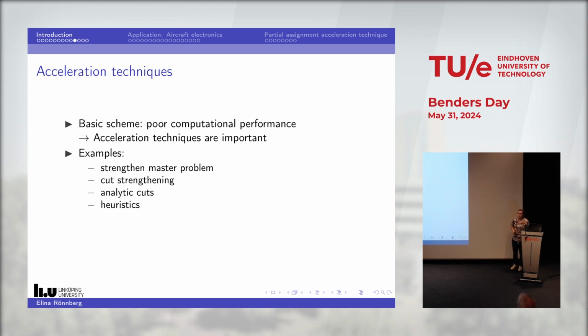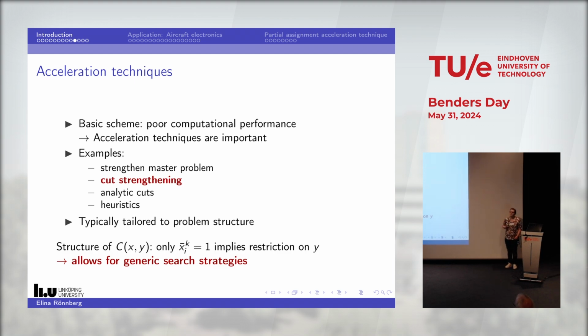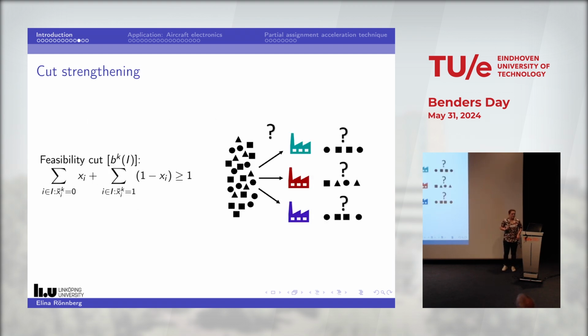We can do cut strengthening, which I will get back to. We can do analytic cuts, like John mentioned, to use what we know about the problem structure to formulate better cuts. And of course, we can plug in heuristics in a good way somewhere. And these are typically tailored to the problem structure. But I'm interested in one structure that you see in a lot of these problems. So if you have a connection between the x and the y variables, where assigning x equal to 1 is the only thing that implies a restriction in your problem with respect to y, then you can use rather generic search strategies. And I will illustrate this by an example.